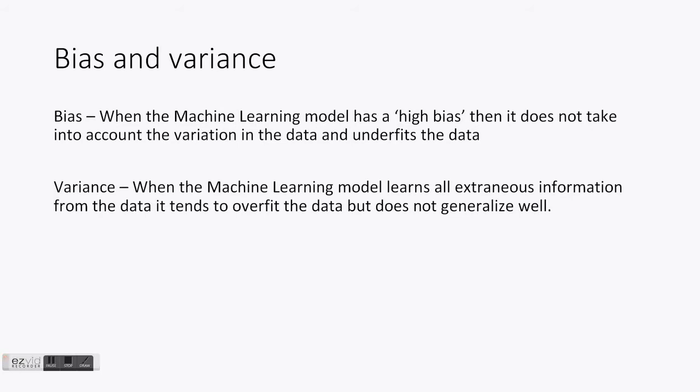You can look at it even in a very normal way. And variance is when the machine learning model takes into account all the variation in the data set and tries to follow the data set very closely, and it does not generalize well.